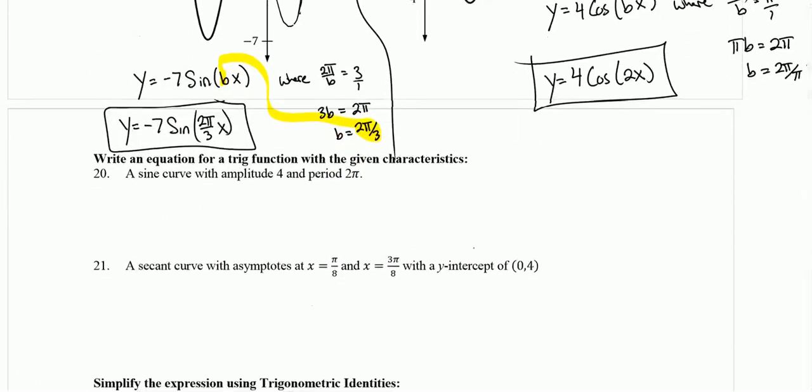Number 20, we're asked to write an equation for a trig function with the given characteristics. So it's got to be a sine curve with the amplitude of 4 and a period of 2 pi. So the typical period of a sine curve is 2 pi, and so this is just going to be y equals 4 sine x, because that has an amplitude of 4 and a period of 2 pi.